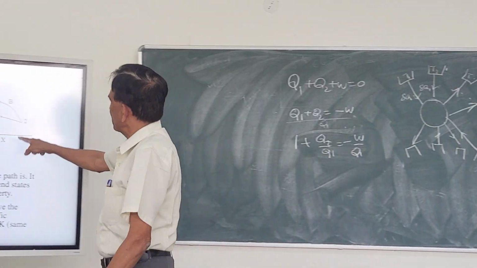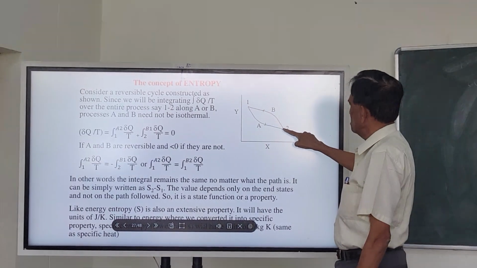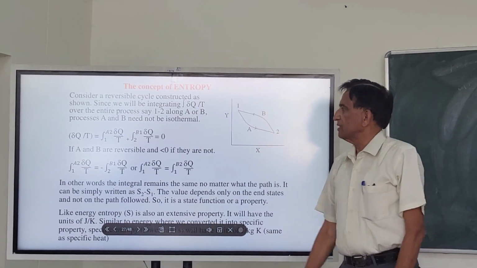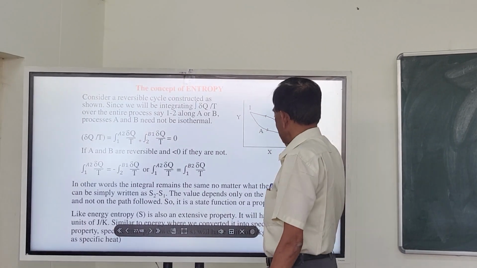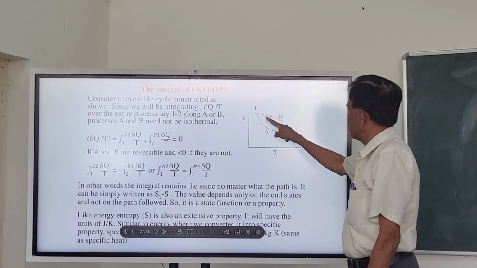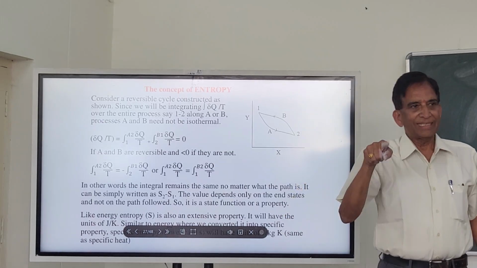Okay, so one path is, you can go from 1 to 2, another you will go from 1 to 2. Can you remember the calculation? This is a cycle. The cyclic integral of dq by T should be less than or equal to 0.